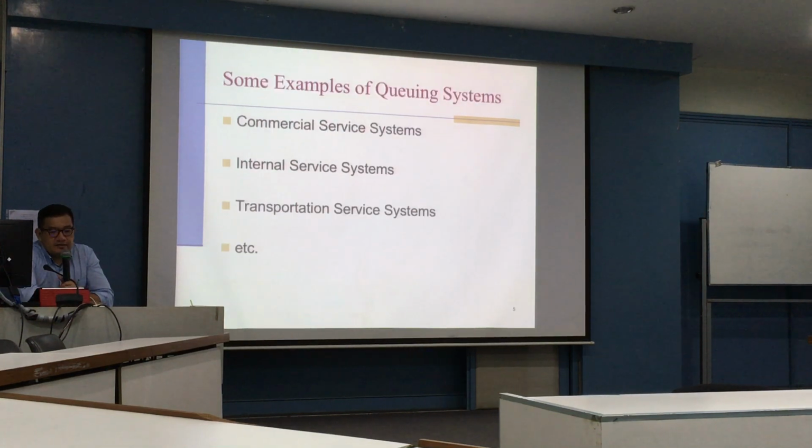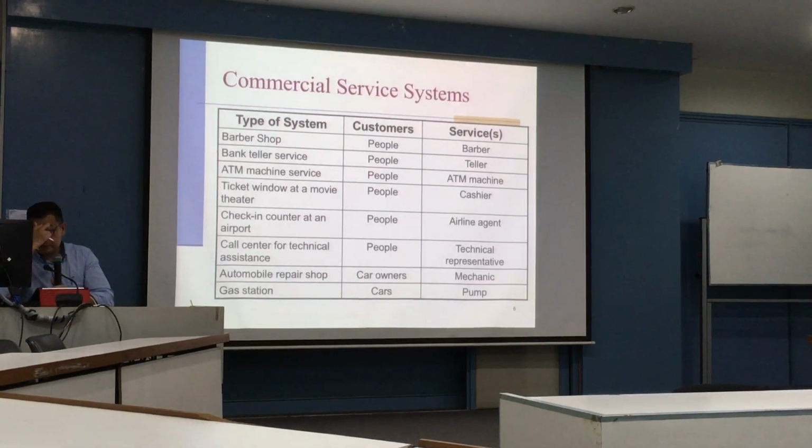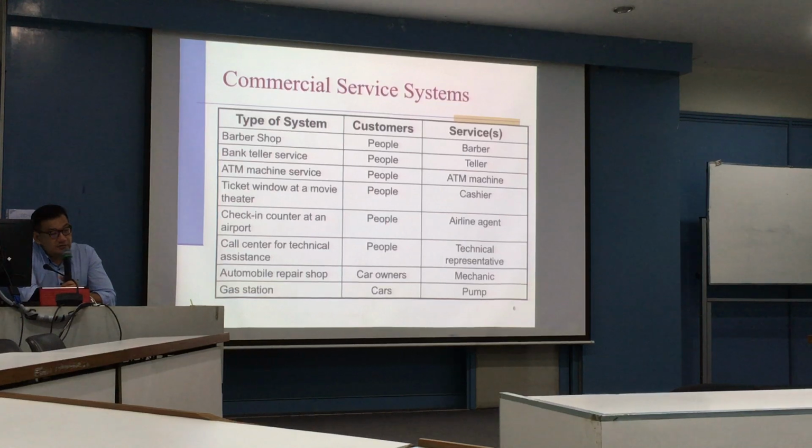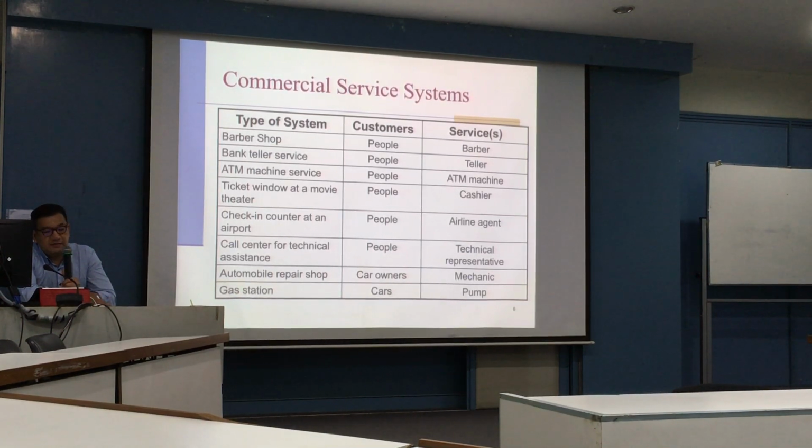Okay, and let's talk about some examples of queuing systems in the real world, right? I have examples from the commercial service system, internal service system, and also the transportation system. For example, in the commercial service system, even when you're using the ATM machine, you need to make a queue before you use it. So the service provider is the ATM machine, not a person, but the customer is a human, right?